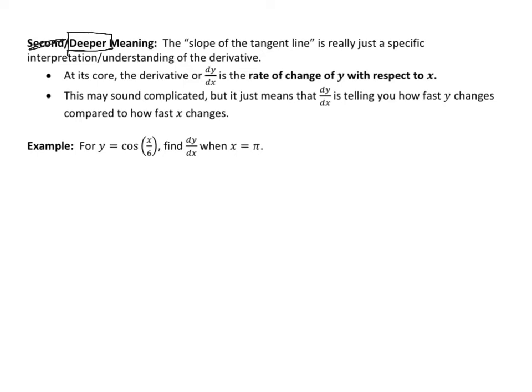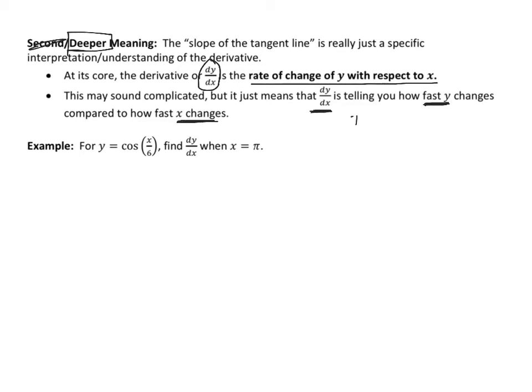At its core, this derivative, this dy dx, or this f prime of x, is really the rate of change of y with respect to x. And this may sound complicated to you, but really all this means is that dy dx is just telling you how fast does y change compared to how fast x changes.